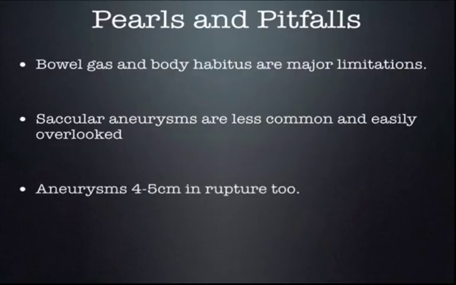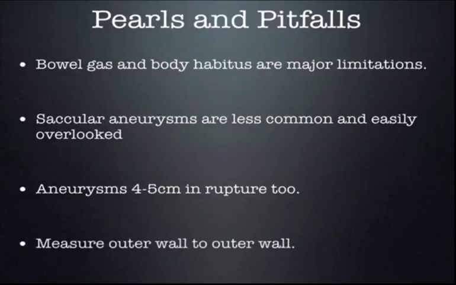Always remember, aneurysms 4 to 5 centimeters do rupture too, although the cutoff for elective repair is 5.5 centimeters, or aneurysms that are expanding greater than 6 millimeters per year. But as you recall from our chart earlier, the rupture rate of 4 to 5 centimeters was not 0%. So if you have a patient who presents with a 4.5 centimeter aneurysm, but clinically they seem as though they have a ruptured aortic aneurysm, treat them as such. Remember to measure outer wall to get the most accurate measurement of your aortic aneurysm diameter.